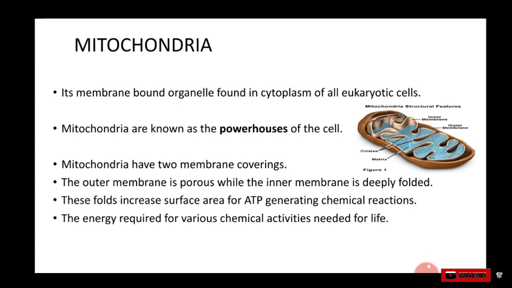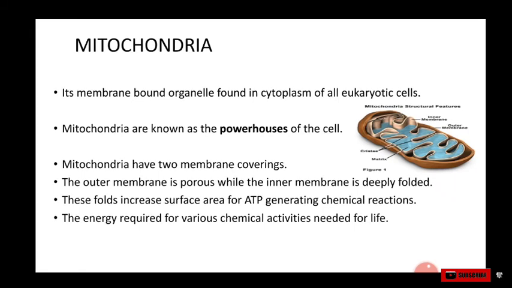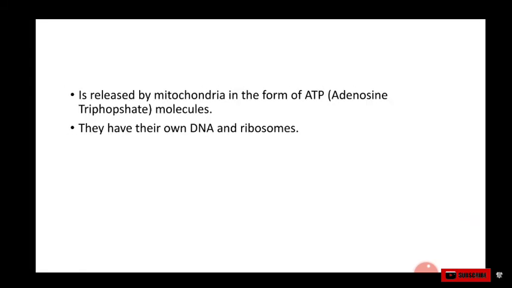The body uses energy stored in the ATP for making new chemical components and for mechanical work. It is released by the mitochondria in the form of ATP. They have their own DNA, like the lysosomes.